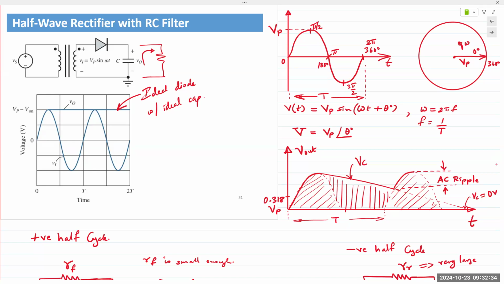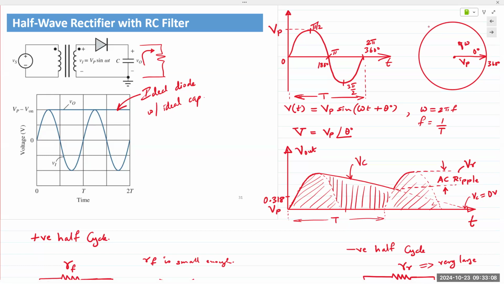Okay. So that's the AC ripple. And it is noted as a VR, ripple voltage VR. It is measured in both peak to peak as well as in RMS. And because it's AC, it has a top and a bottom. And so we refer to it as a peak to peak AC ripple voltage.